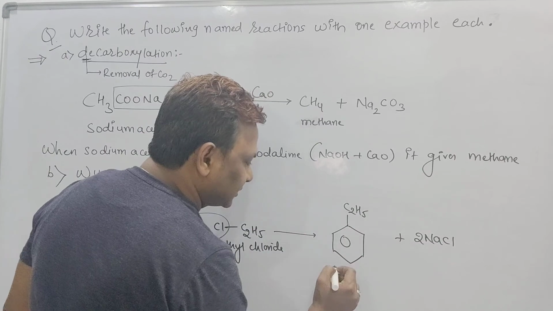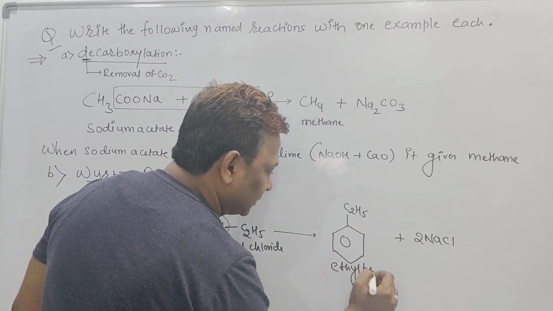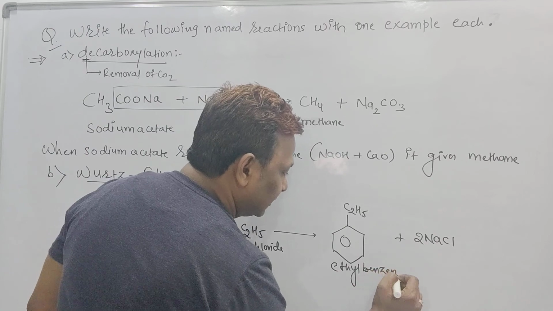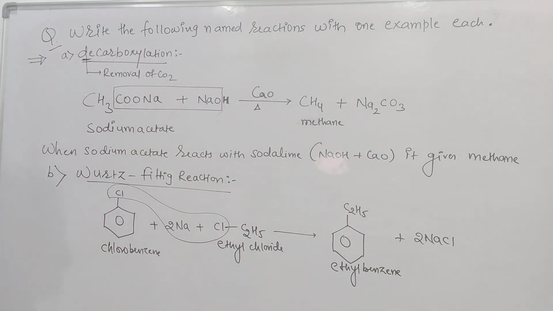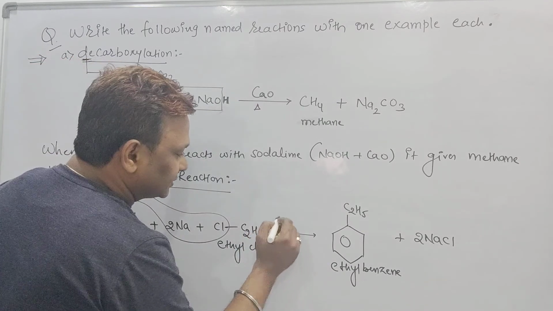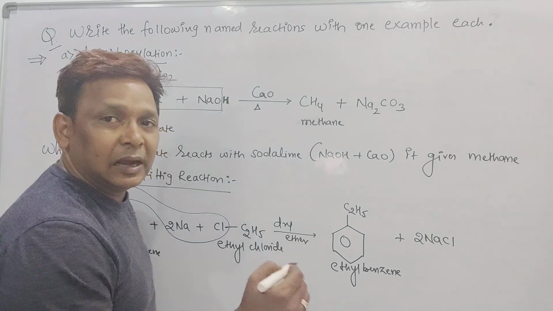And what is the name of this compound? The name of this compound is ethyl benzene. So it is called what, beta? Ethyl benzene. One more point, remember, this must take place in the presence of dry ether. How to write the statement, beta?